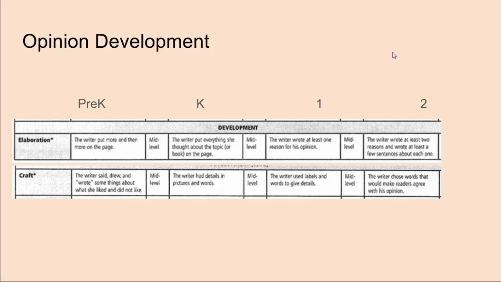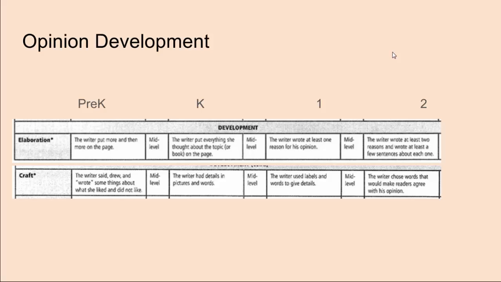Now, craft in opinion writing at kindergarten. Again, let's think about the words, okay? Has details in the pictures and the words. So we're crediting again the drawing, the illustration, if there are even details there. That's what we are expecting 5-year-olds to do in terms of craft.